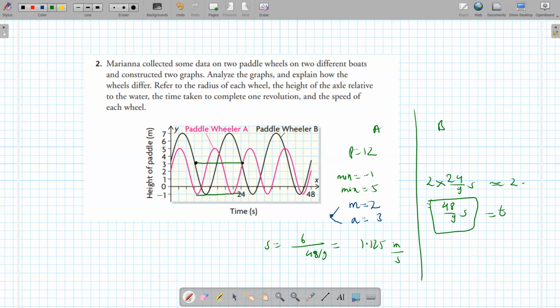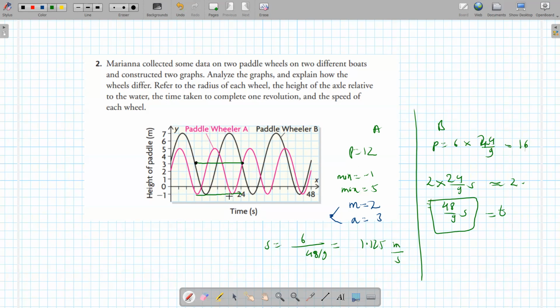6 boxes. We know each box represents 24 over 9. So the period is 16. 6 times 24 divided by 9. Is that 16? It is 16, yeah. There we go.